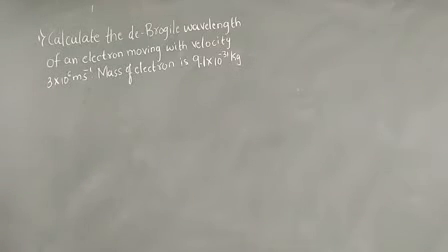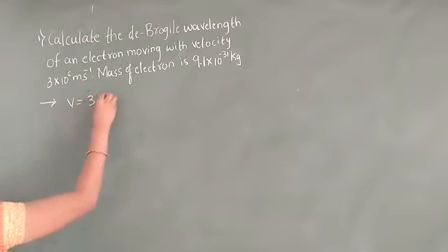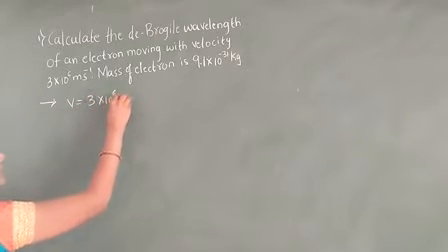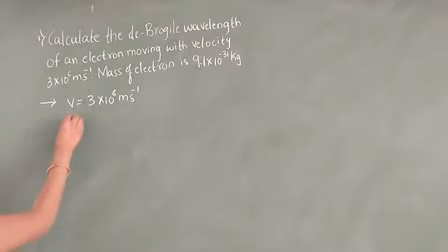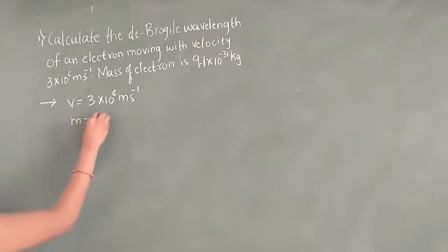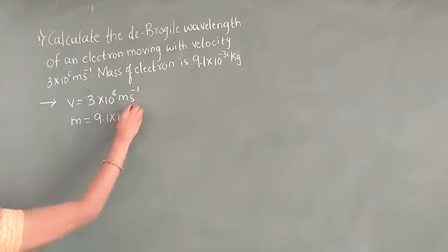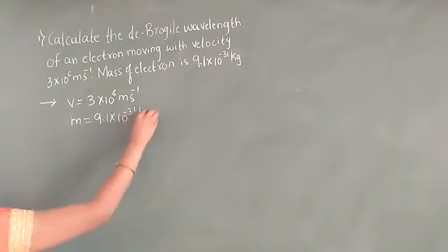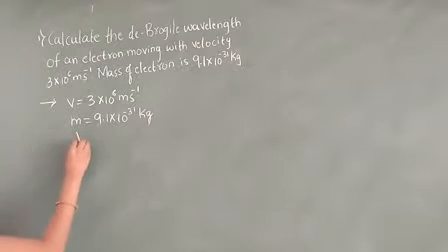Now let us consider the given term. First we are writing the given term. Now in this v is equal to 3 into 10 raised to 6 meter per second, and the mass of the electron, small m, is 9.1 into 10 raised to minus 31 kg. Now de Broglie wavelength, that is lambda is equal to question mark.